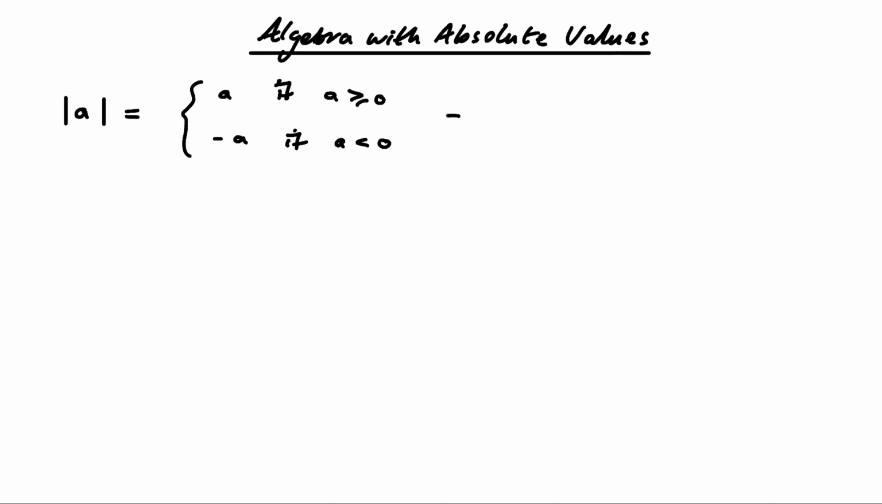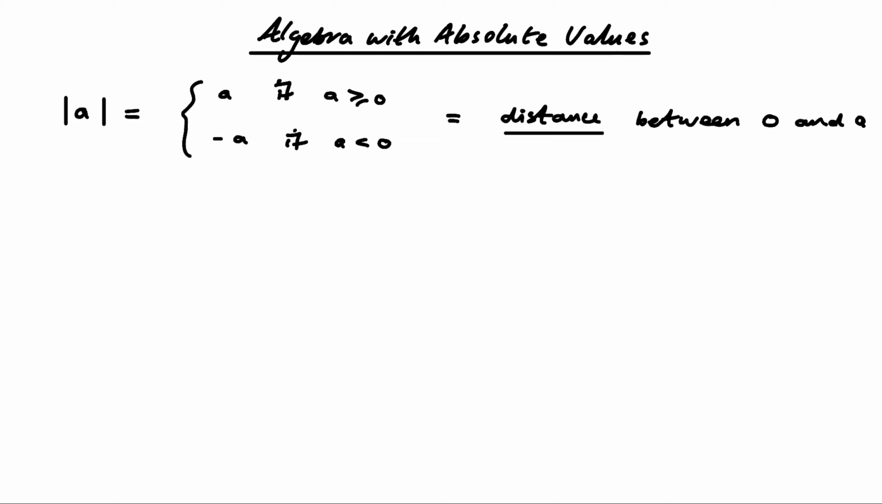So what is this? This is the distance between 0 and a. Okay, so it's how far away from 0 you are on the number line.